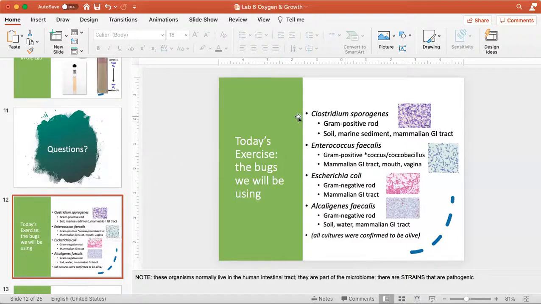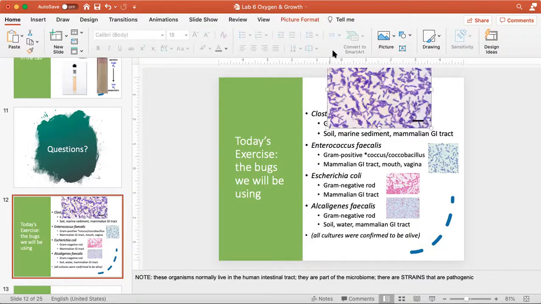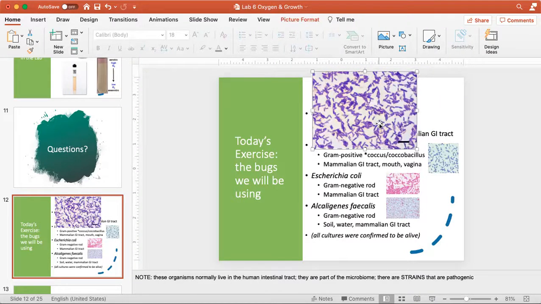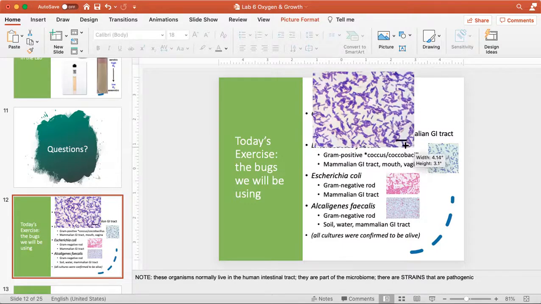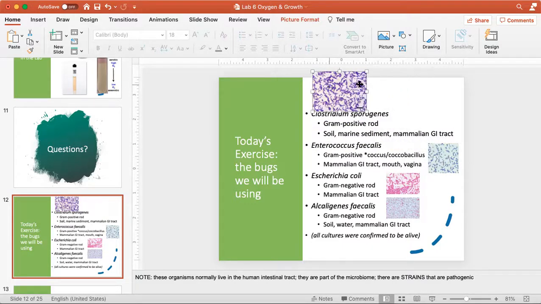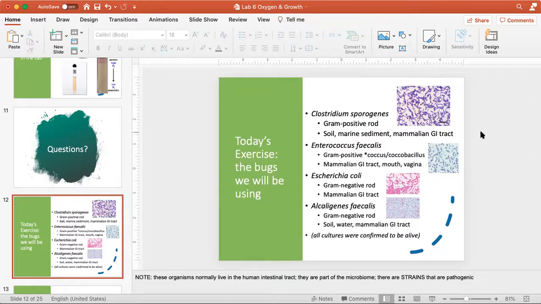So our first organism is called Clostridium sporogenes. This one is a gram-positive rod. You can find this organism living in the intestinal tract. You can also find it out in the environment. It likes to live in soil and it likes to live in sandy sediment at the bottom of the ocean. This is what it looks like on a slide. This is a smear of Clostridium. You can see it's a gram-positive rod. Remember, Clostridium is one of the 2 genera of bacteria that can form spores too.